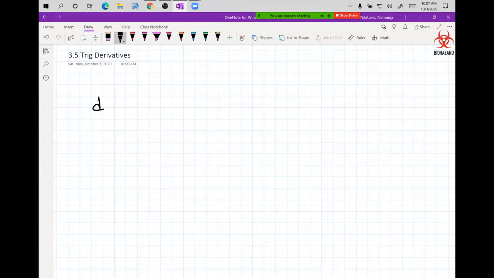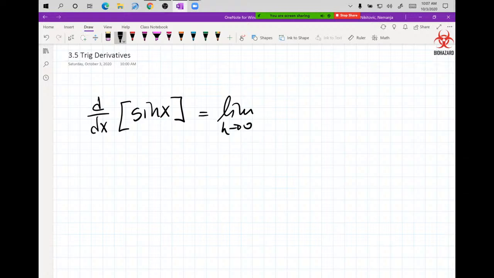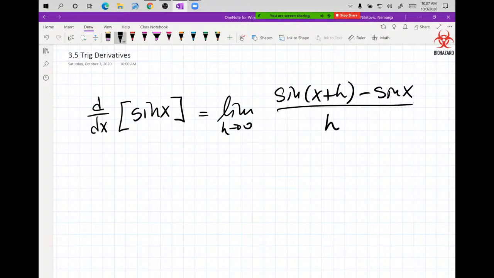So our goal is to find the derivative of sine x. And what is the derivative of sine x? Well, we are going to do the limit as h goes to 0 of sine of x plus h minus sine x divided by h. So that's the setup. This is the way we know to take the derivative using the limit from 3.1. And now let's see what that entails.